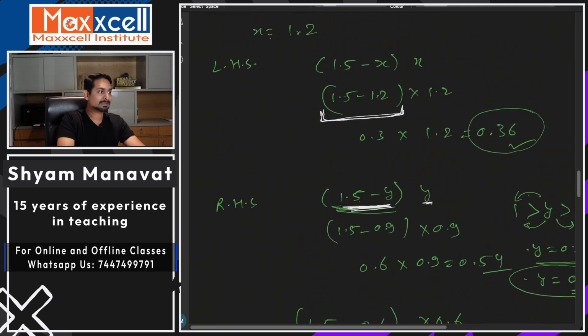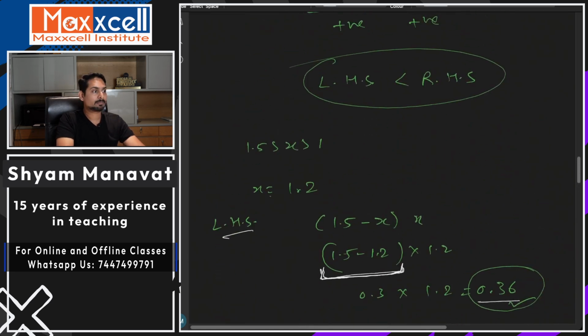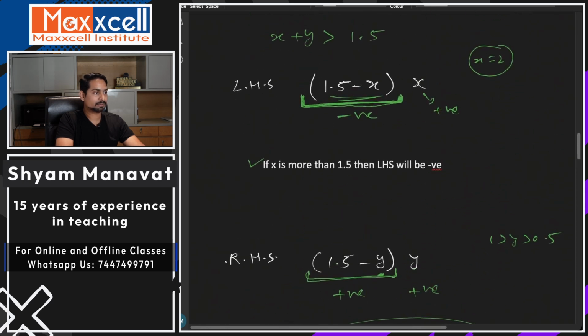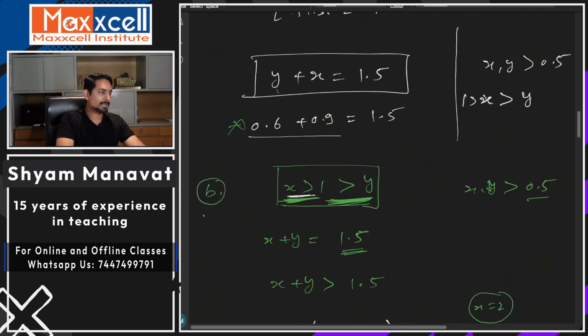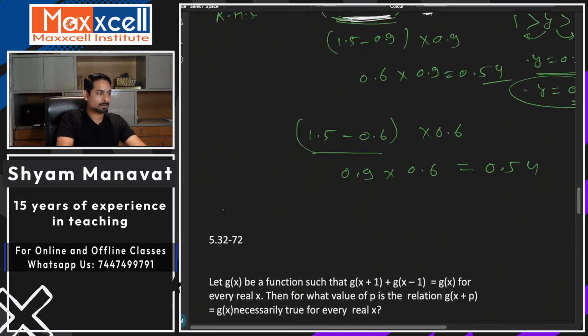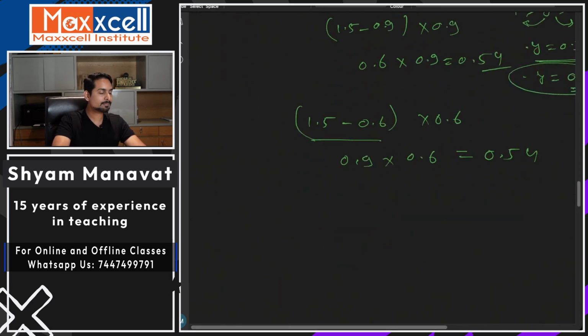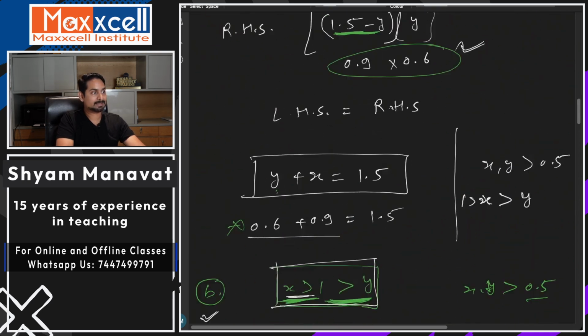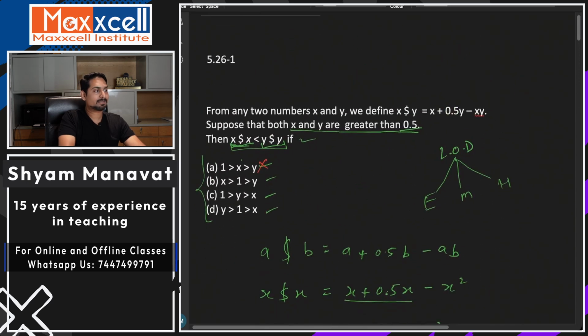But for LHS, it is possible to have less than 0.5. And even if you take the higher value which is more than 1.5, in that case, LHS is going to be negative. So if you apply logic, in option number B you will always get LHS less than RHS. So that is your answer. If you try the remaining options, C and D, check whether that's working or not. Although we got option number B, so that's fine.